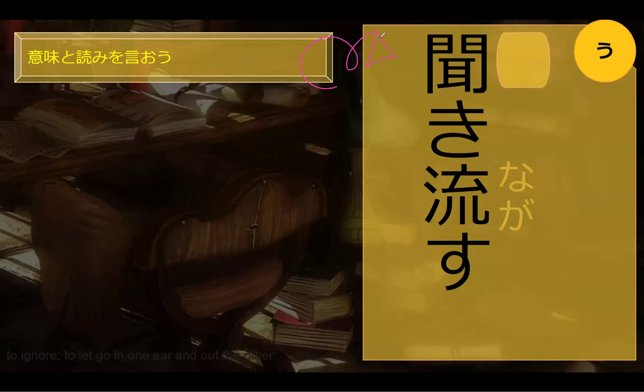Can you read this word for me? Here is ki, as in kiku, to listen. So it's kiki nagasu. Listen across? Nagasu does not mean cross. What does nagasu mean? Maybe you're thinking about flow. To flow, yes, this is specifically to make flow. So you're listening and you're making something flow, which means that you're paying no attention. You're ignoring something. You're specifically making all the sound just flow right by your ears. Kikinagasu.